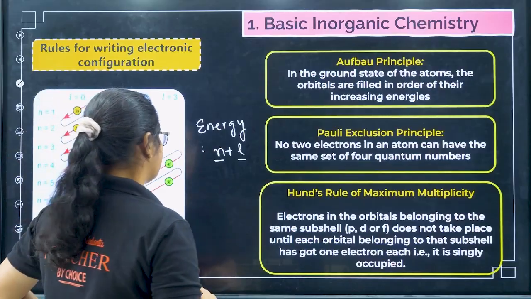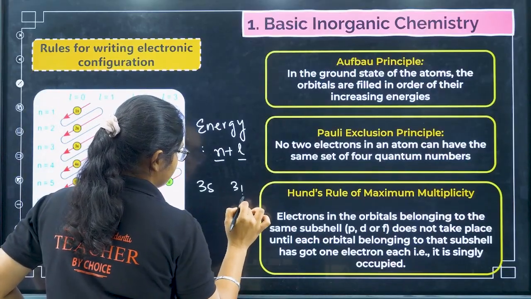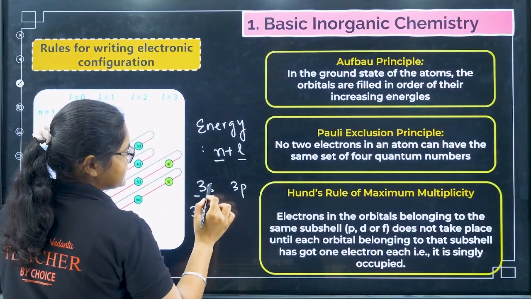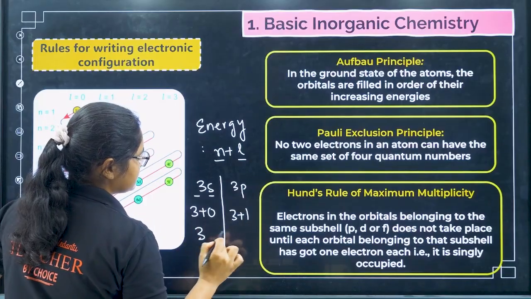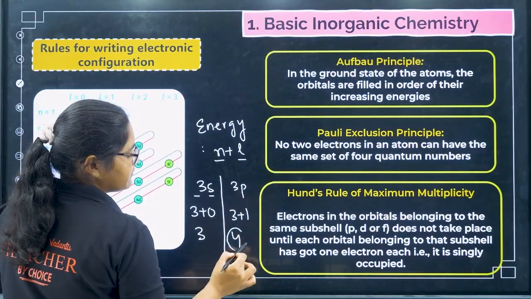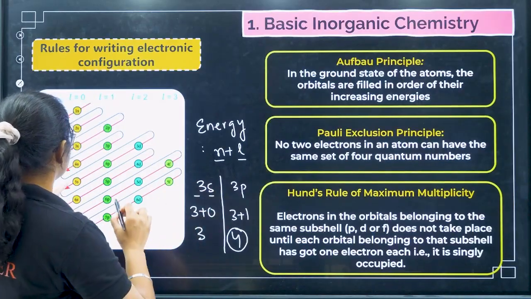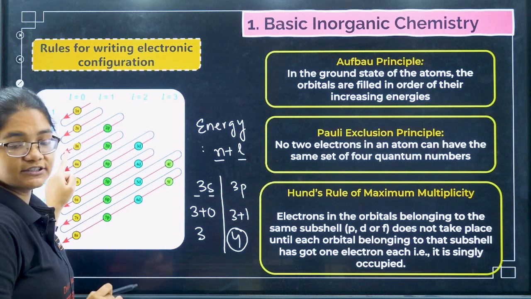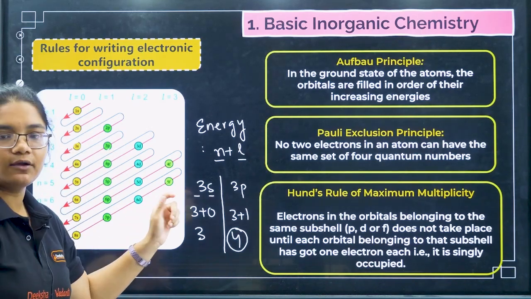Okay, so for example, I have 3s and 3p. Okay, what is N plus L here? 3 is N, this is S, S means it is 0, and here I have 3 plus 1. So this is 3 and this is 4. So definitely this value is more. So its energy will be more than 3s. So you can see here, after 3s, 3p will come. Means 3s is the lower energy one. So it has to be filled first. Then you have to fill the 3p orbital.